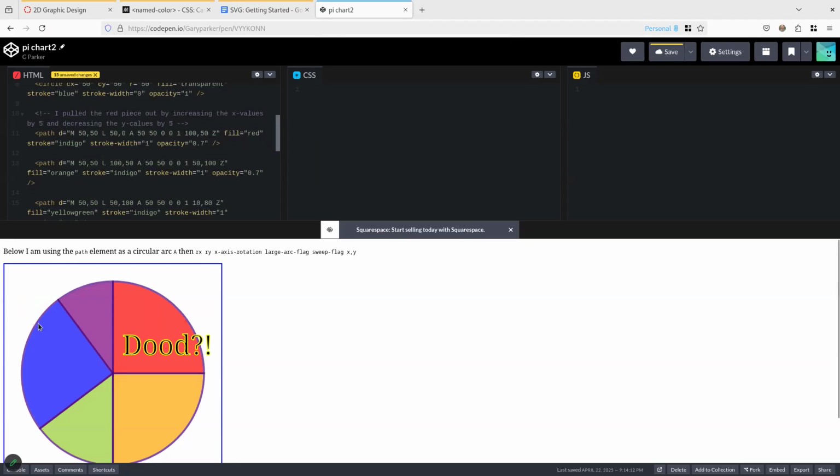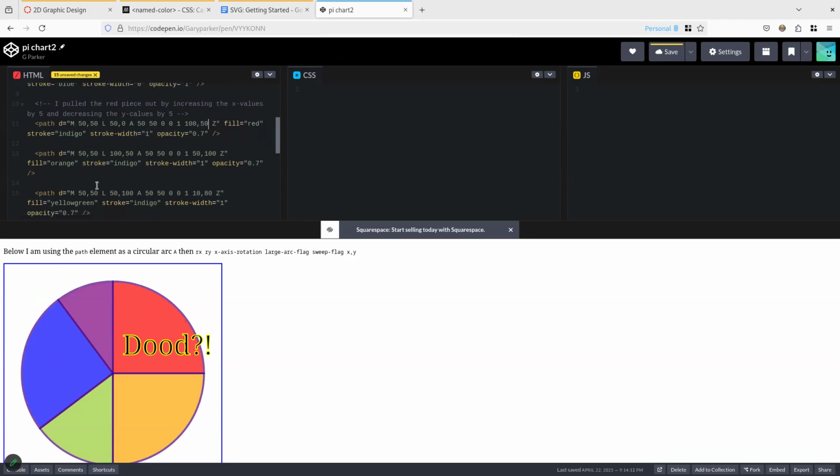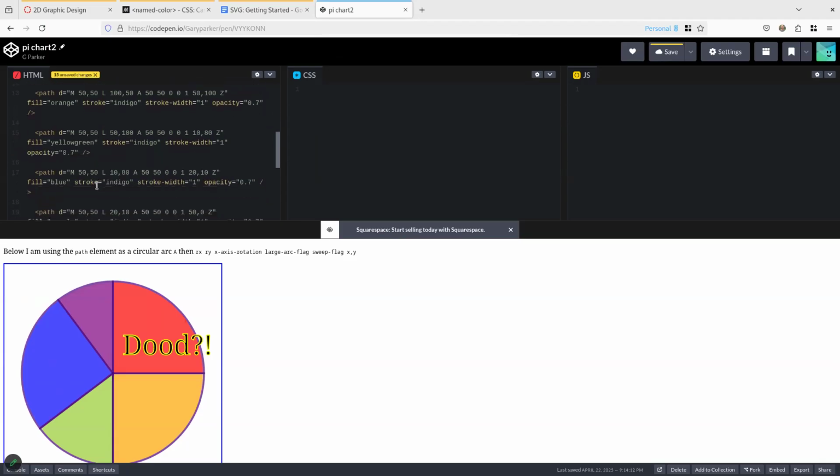Could we pop out this blue one there? Let's try. Let's see if we can guess how to do it. So here's blue for fill. So that's that one right there. So let's start with the center point. So we'll start by, say, moving that point over here.